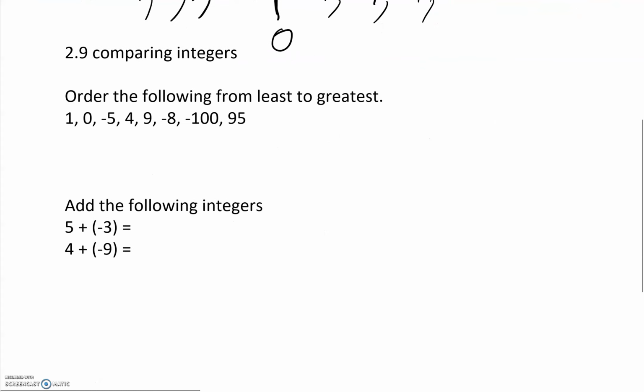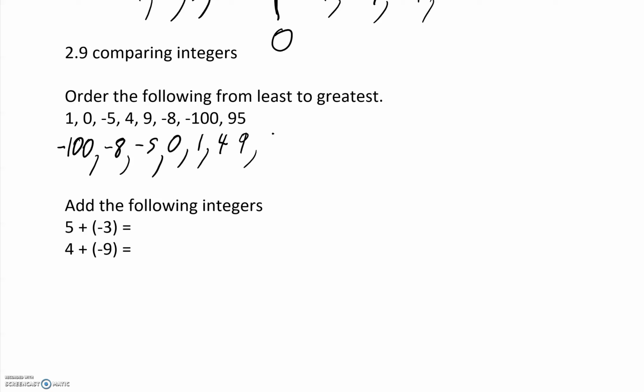Okay, so if we're comparing integers, for example, this question says, order the following from least to greatest. We need to start with the biggest negative number, because thinking about temperature, when it's minus 50 outside, it's the coldest, right? So here, we've got negative 100 as our coldest temperature, then negative 8, then negative 5 is warmer, 0 is warmer, 1 is even warmer, and we're going to keep going up until we get to the last one. Okay, so I ordered those from least to greatest.